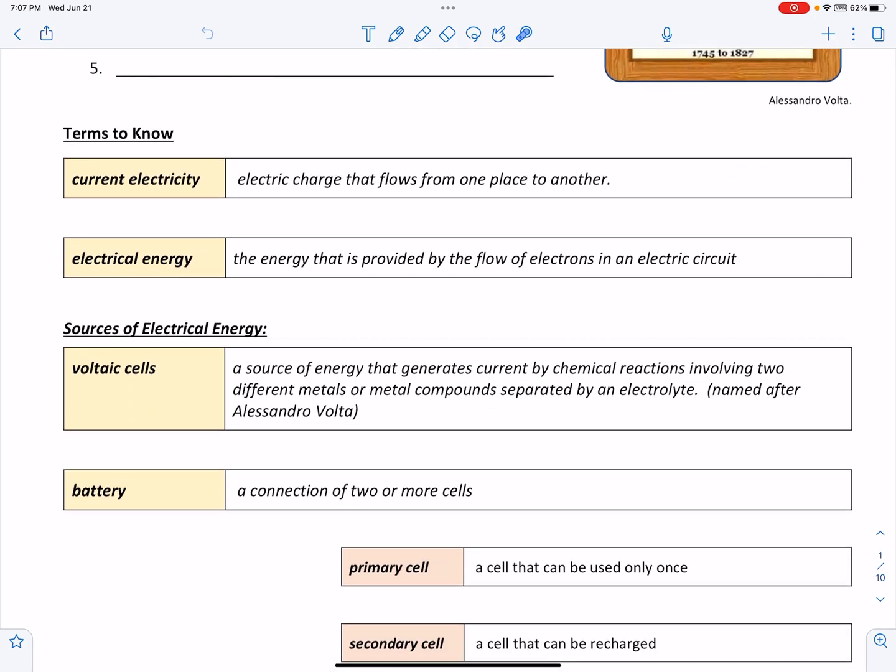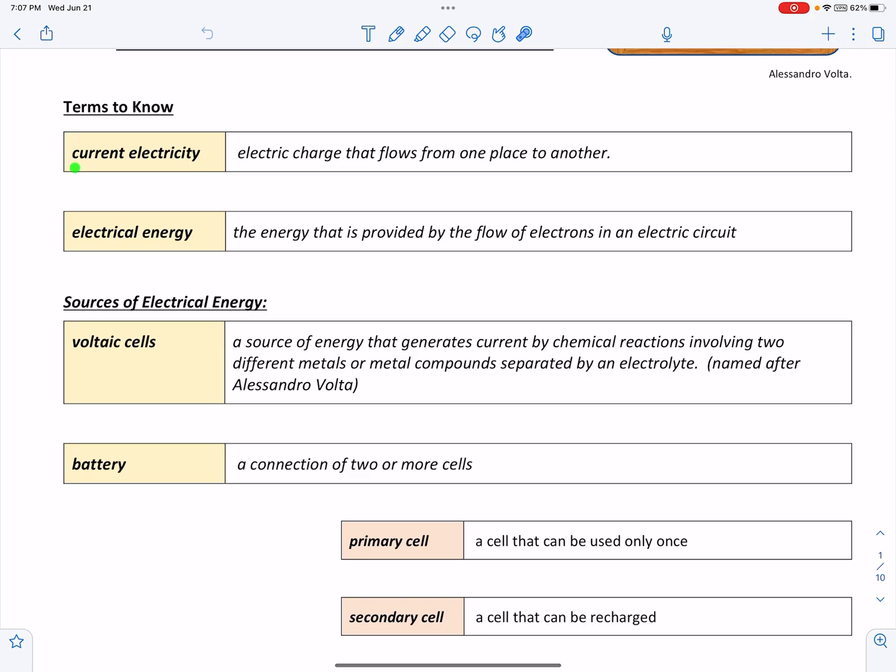Today we're talking about current electricity. This differs from static electricity that we discussed earlier. Current electricity is electric charge that flows from one place to another. And electrical energy is the energy that is provided by the flow of electrons. When these electrons are moving, they can do work.